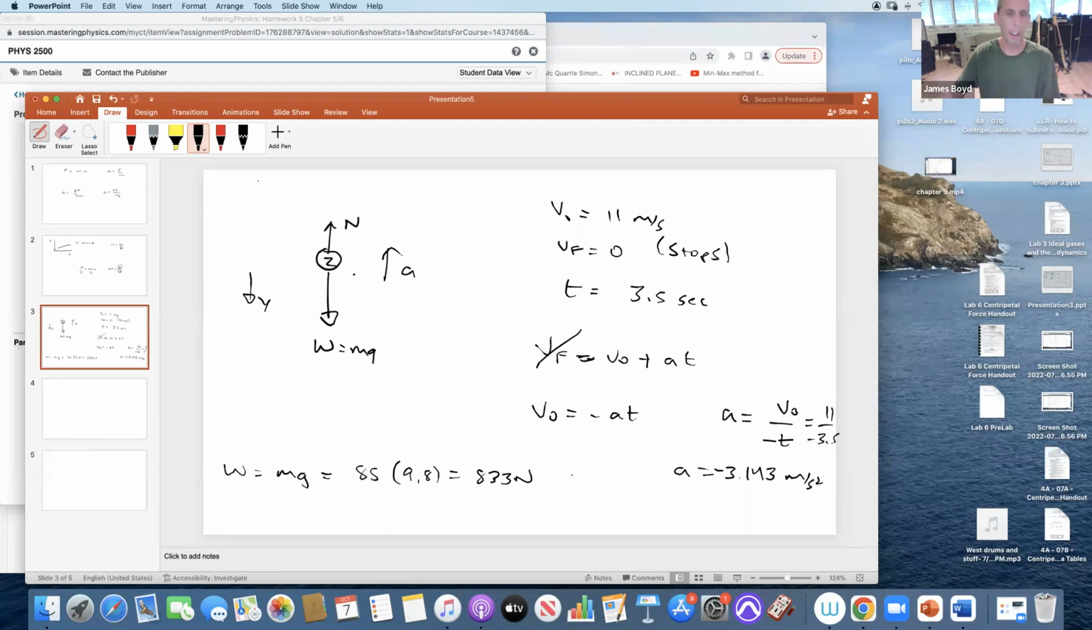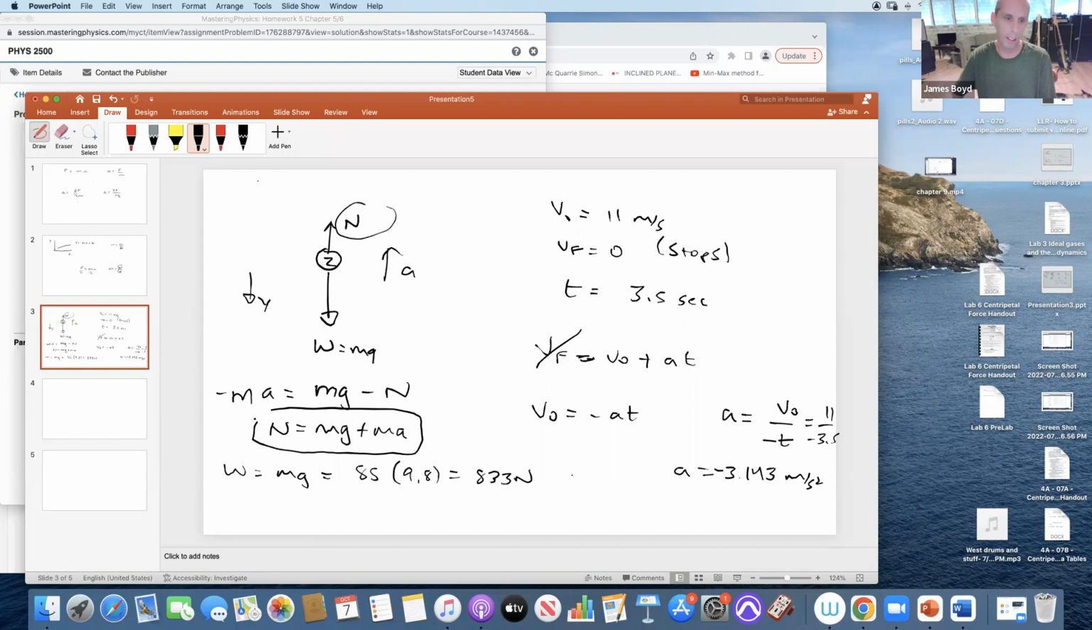We do need his normal force. His normal force is actually what we record as his weight. The normal force is what a scale would measure. So we're going to take this to be MA, which is negative, equal to the weight mg minus the normal force. Therefore, normal force, if I move this over, is mg plus ma. Add ma to both sides, add normal force.